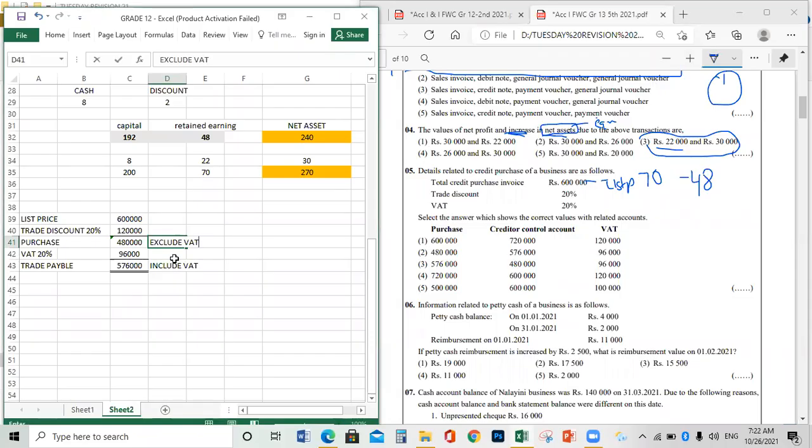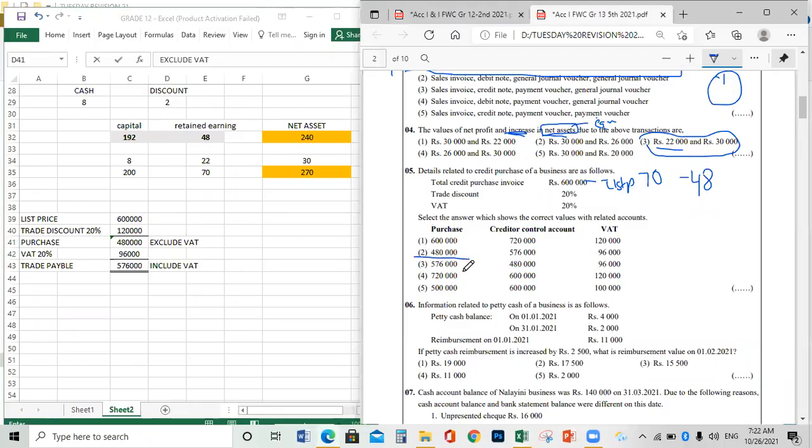Okay, so now see guys, how much is going to be your purchase value? Your purchase value is 480,000. What is your trade payable value? 576,000. What is your VAT? 96,000. So that is going to give you the answer, the second one. Are you all clear?